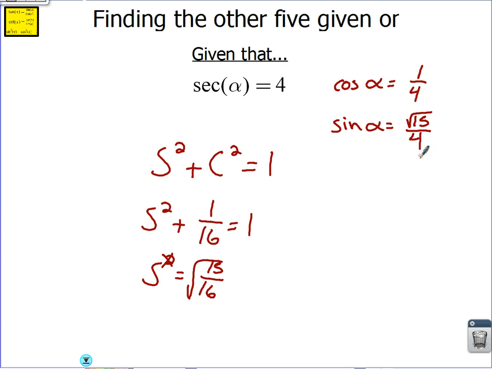And if sine is the square root of 15 over 4, then we now have cosecant as well, which would be 4 over root 15, or 4 root 15 over 15.